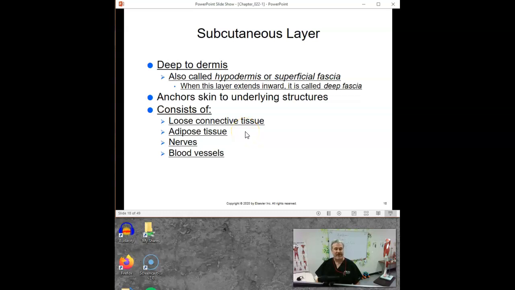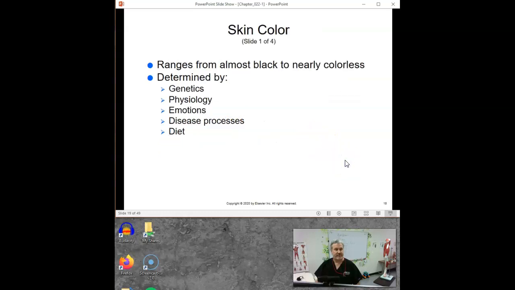You've also got adipose tissue in there, which again is just a nice word for fat, and connective tissue. Cool.